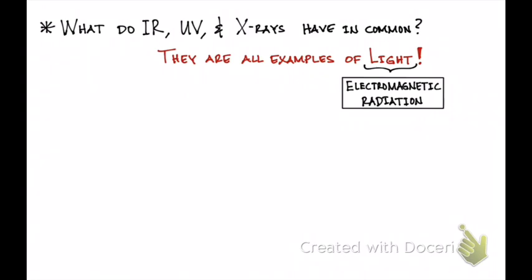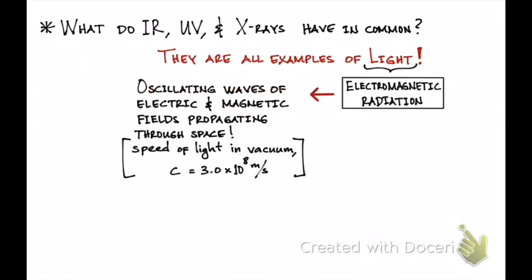By definition, an electromagnetic radiation is the oscillating waves of electric and magnetic fields propagating through space at the speed of light. And the speed of light in vacuum is equivalent to 300 million meters per second. That's fast, right? So it's 3 times 10 raised to the 8th power meters per second.